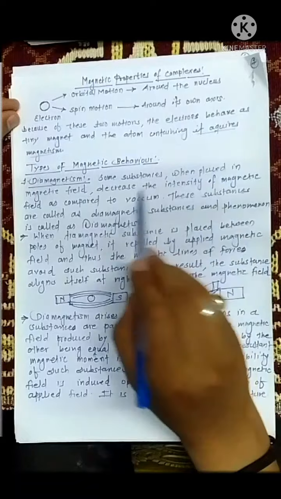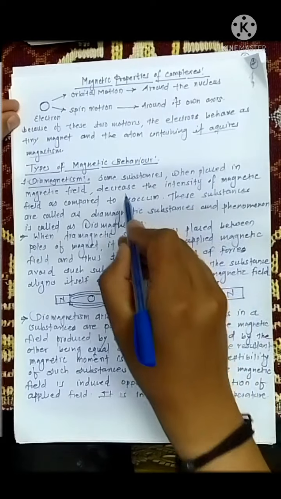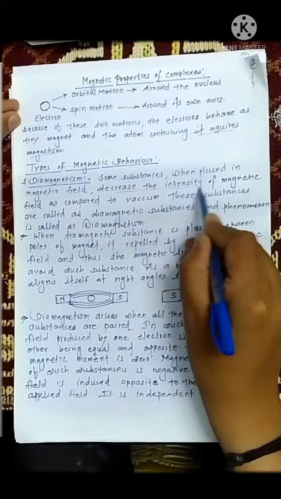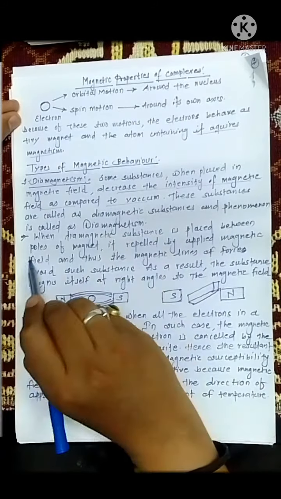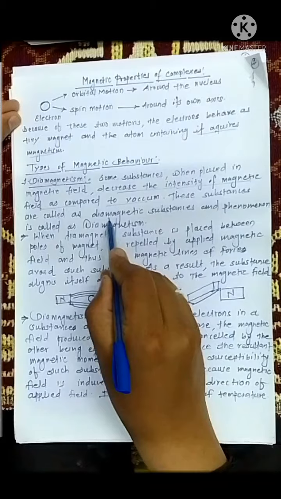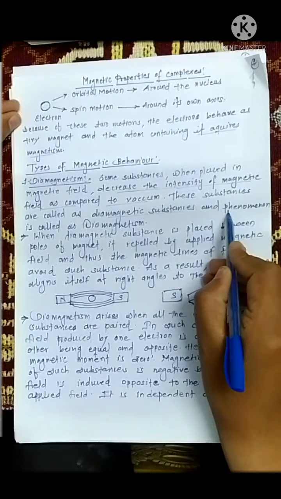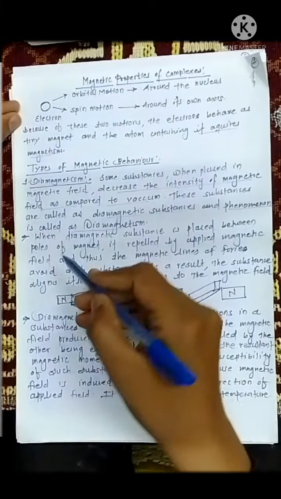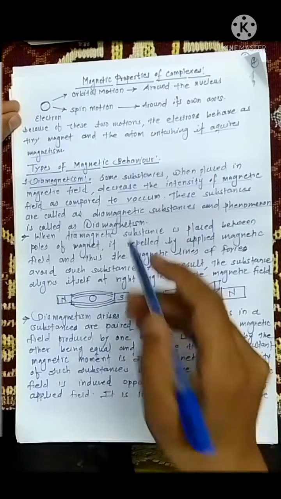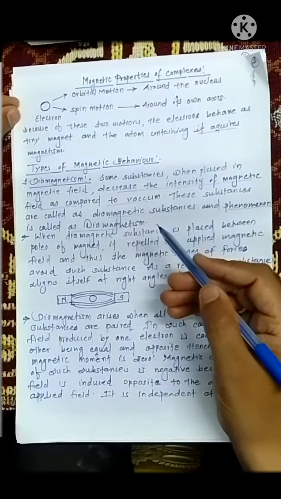Some substances when placed in a magnetic field decrease, it is important, decrease the intensity of the magnetic field as compared to vacuum. These substances are called diamagnetic substances, and the phenomenon is called diamagnetism. Now, how does diamagnetism impact the property of a substance?